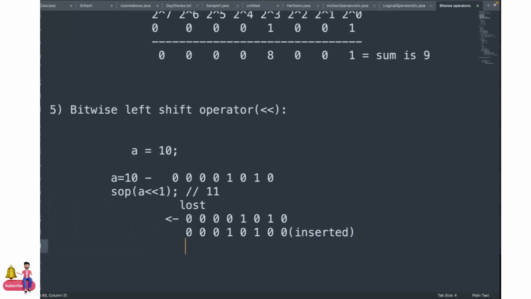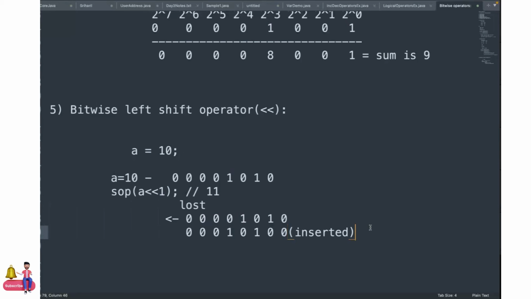Understood, right? How the movement is happening? Whatever number of positions I asked it to move towards the left, it will move by that many positions. As I asked for one, it moved only one time. If I ask two times, this 0 will also be lost. These two zeros will be lost and two zeros will be added, and this one will move here, this one will move here, if I ask it to move by two positions. So with the given number, the bits shift towards the left side by that many times.